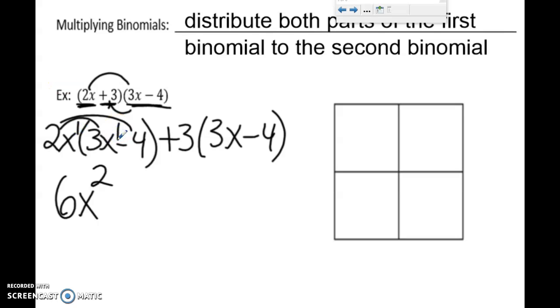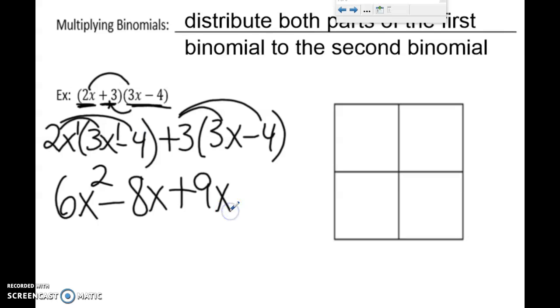Very simple, but don't forget, negative 4 times 2 is negative 8x. So we've distributed both terms there. Now let's do the same thing here. It's going to be 3 times 3, 9x, 3 times negative 4, negative 12.